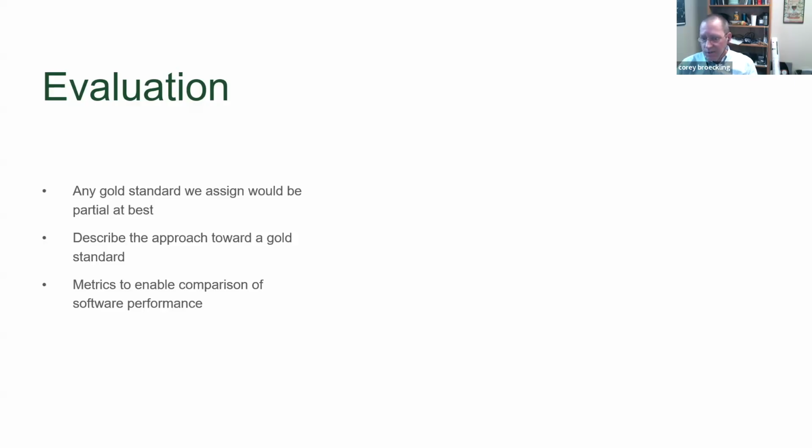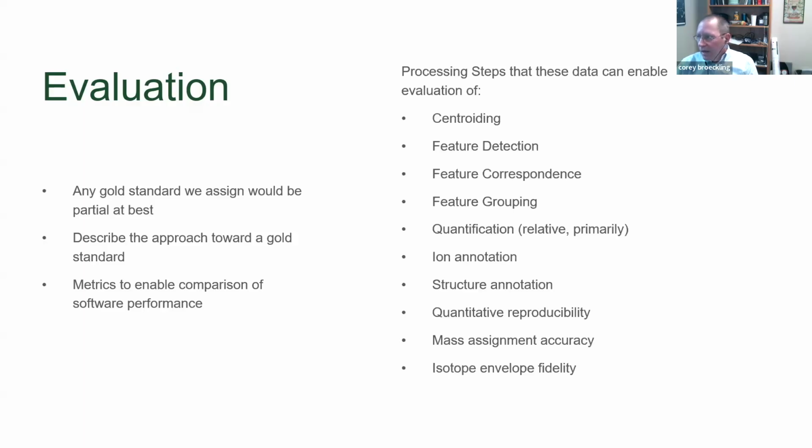And I'll show you some examples as to how we can use this. And we want to describe an approach toward developing that gold standard. And so all of these steps that I outlined before, in theory, we should be able to evaluate using the data in hand. And I think that's the important part. The reason it got so big is because there's a lot of steps that go into metabolomics processing. And to evaluate them all, you really have to build a relatively large data set to enable that. And so the data becomes large, it becomes a little bit unwieldy, but there are subsets of data that you can use to evaluate some of these.